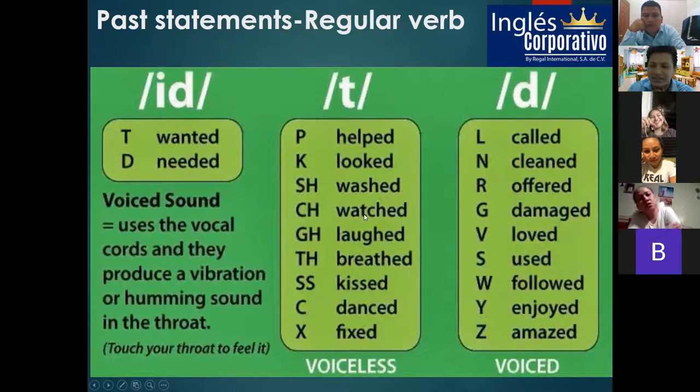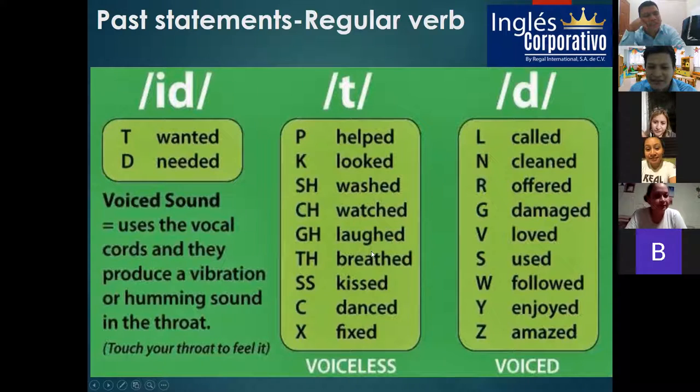Wash, washed. Loud, loud. Okay, students.